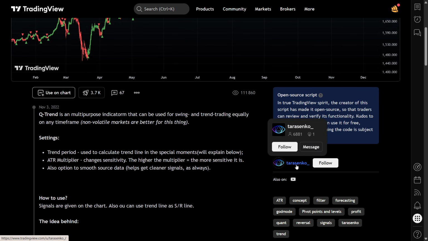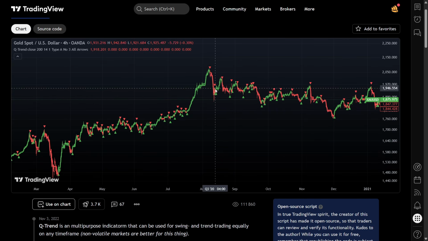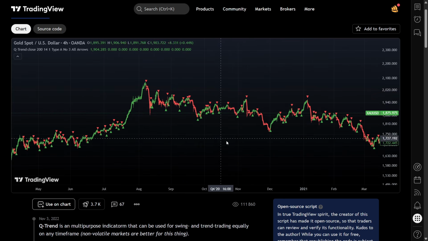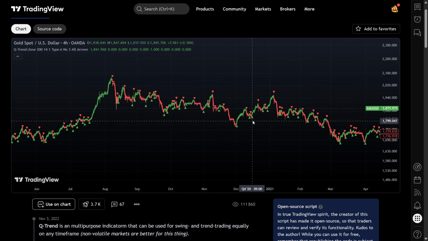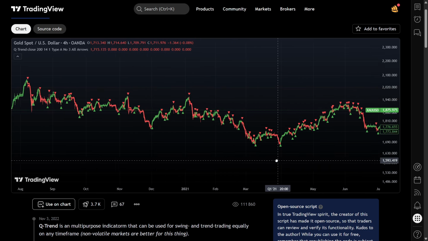The second one is Q-Trend by Tarasenko. This indicator is designed to identify short-term momentum changes and turn them into direct buy and sell signals. It also has two types of signals, and the ones marked as strong are usually more useful. With the right settings and lower sensitivity, it can become much cleaner.